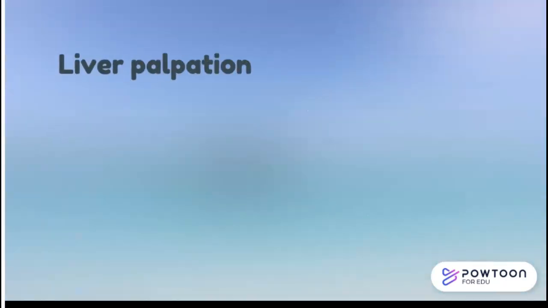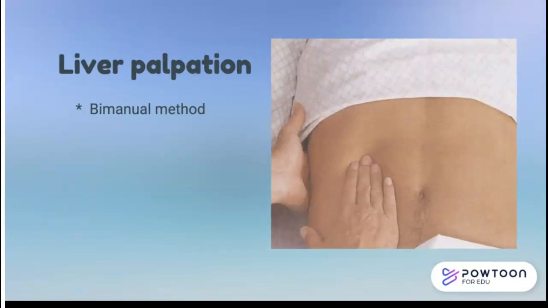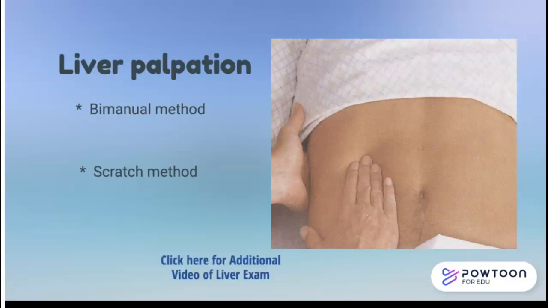To palpate the liver, the most common method is the bimanual method. You place your left hand under the bottom of the rib cage on the posterior side of the patient, and with your right hand, you palpate up under the rib cage, as shown in the picture.